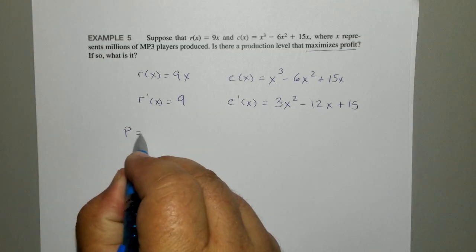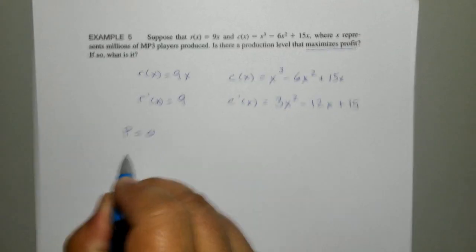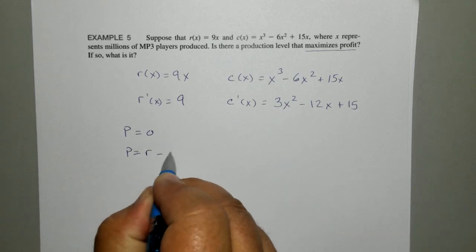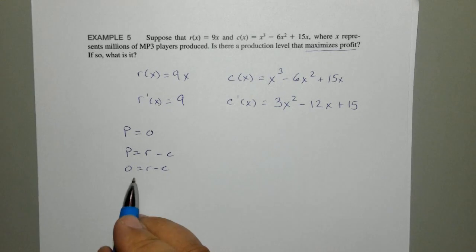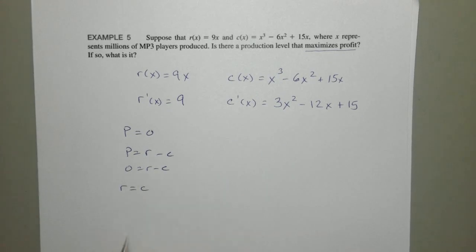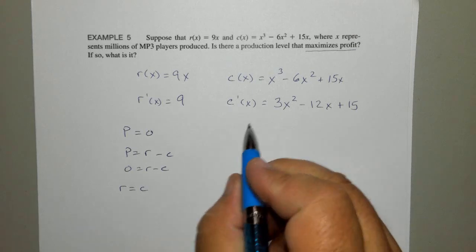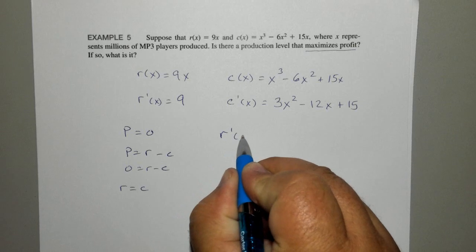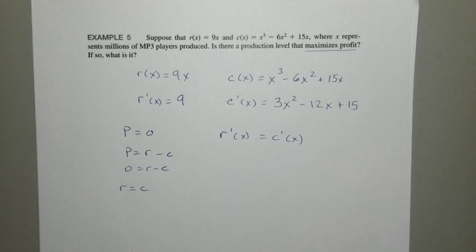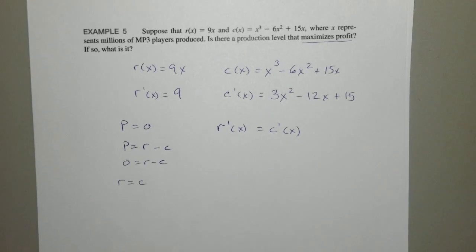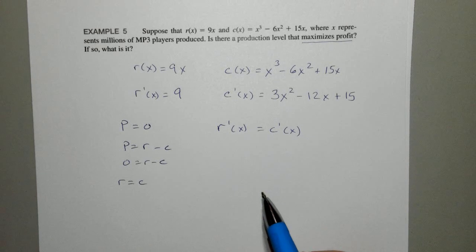If the profit is zero, and profit is made up of revenue minus cost, so you break even when the revenue equals cost. So in this case, when the marginal revenue equals the marginal cost, then we start making money after that. This tells us the minimum number of MP3 players we have to build to start making a profit.